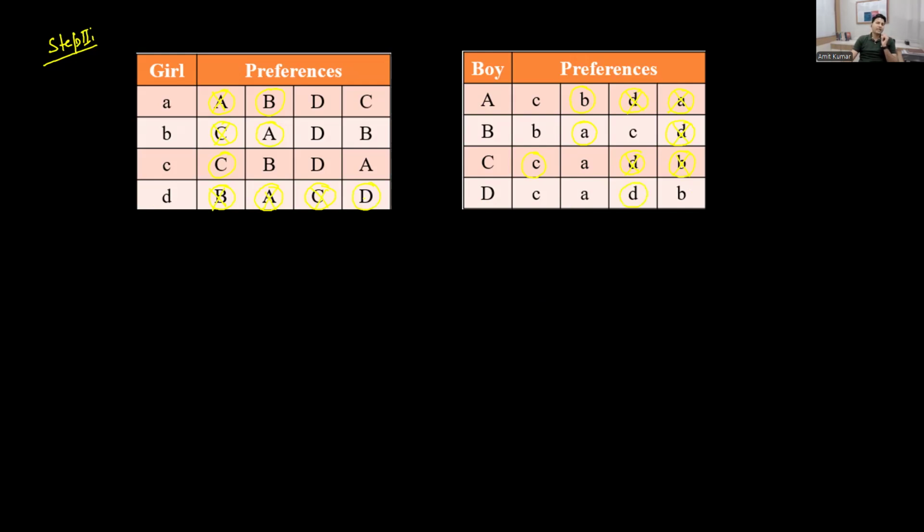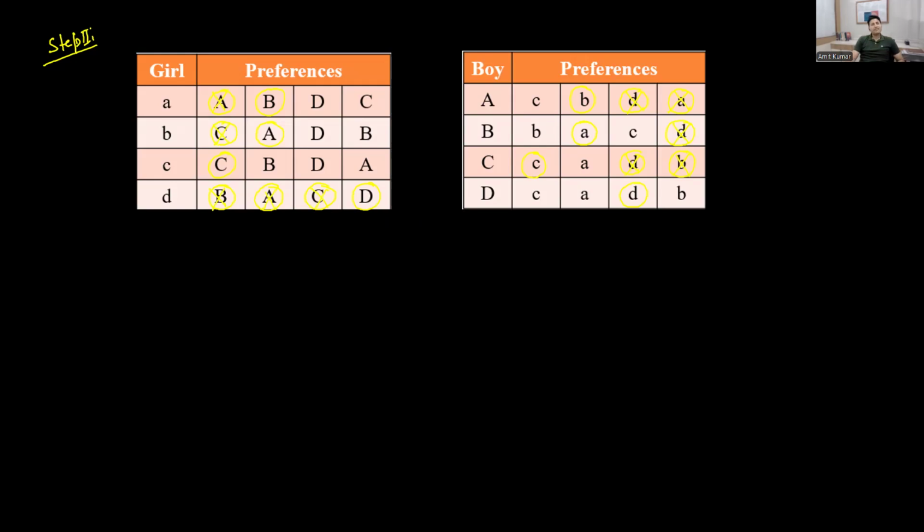Now suppose that the last option also gets crossed or not accepted. So in that case, D will never settle down with anyone, and without any doubt we will say the problem is not stable. No optimal matching is possible as per the given preferences.